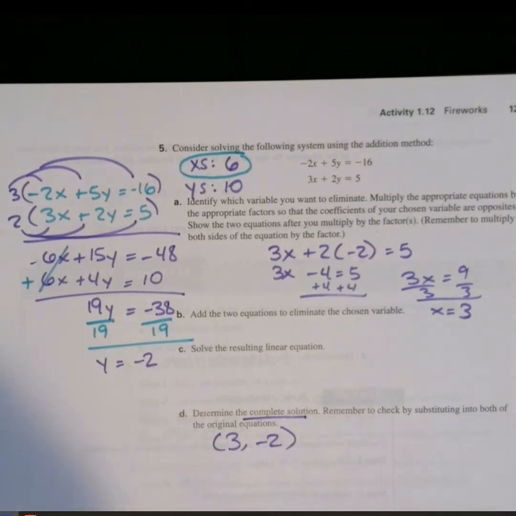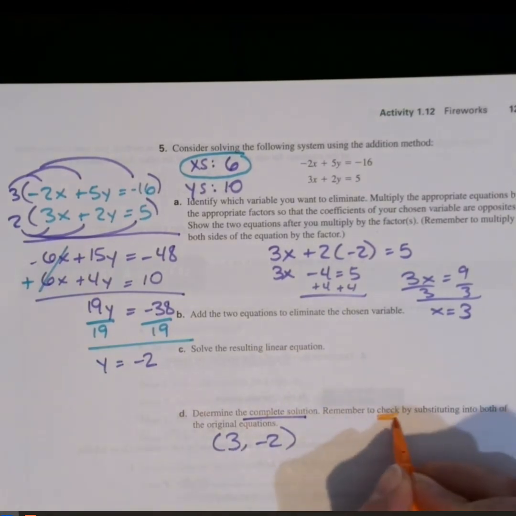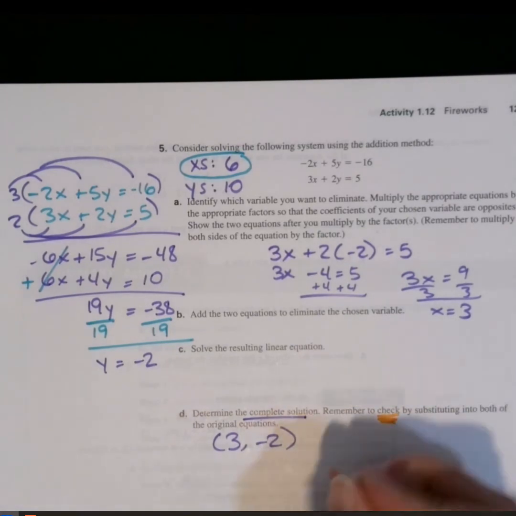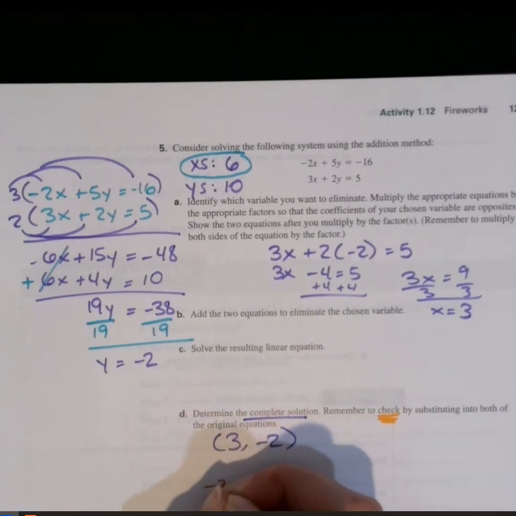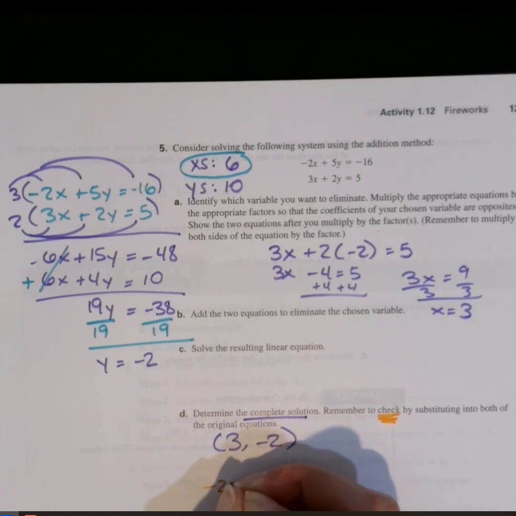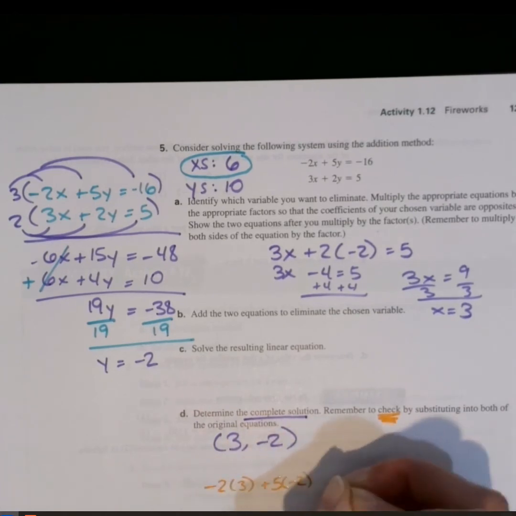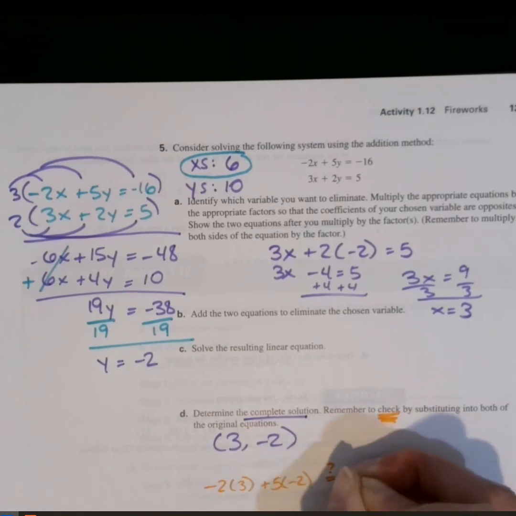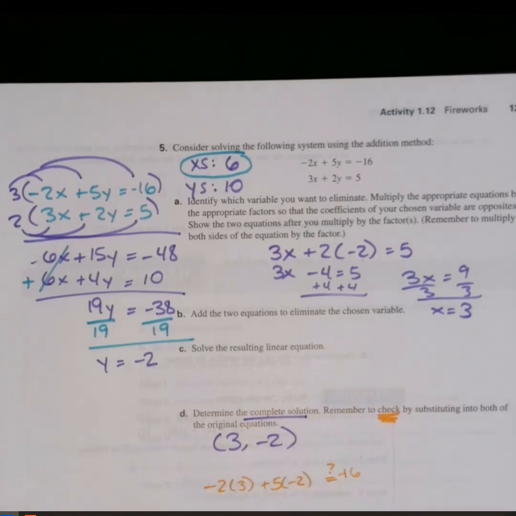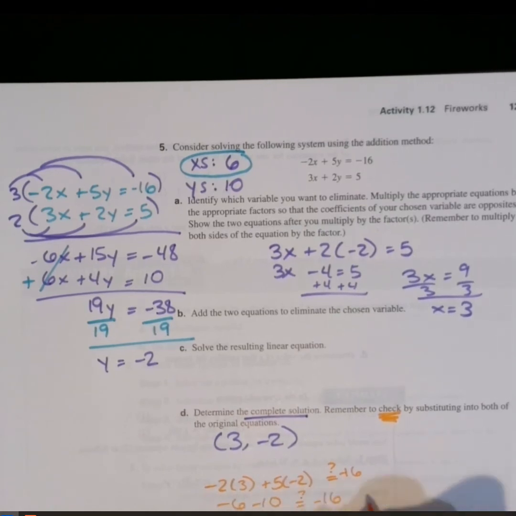Now it would like me to check. Okay. So check. In the original equation, negative 2x, that's negative 2 times 3, plus 5 times negative 2. We are asking, is this negative 16? So let's see. That's negative 6 minus 10. Is that negative 16? And yes, it is. So that's our first check.